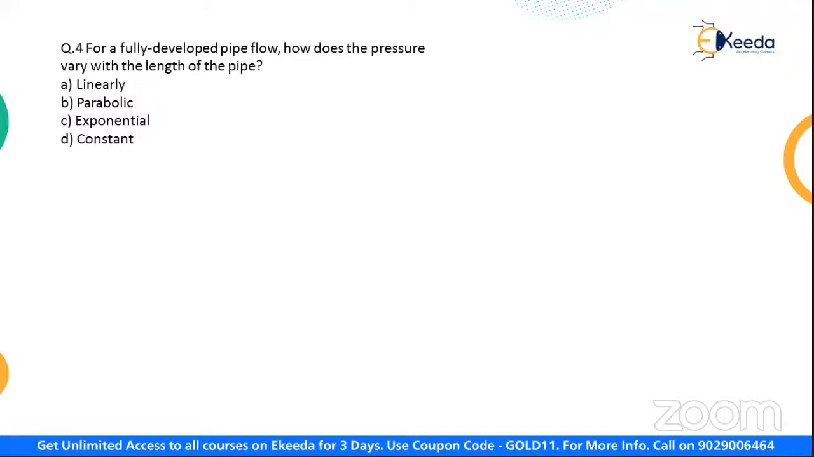Moving on to the next question, that is question number 4. For a fully developed pipe flow, how does the pressure vary along the length of the pipe? Now the pressure variation, that is the delta P, is given by 32 mu V L upon D squared.